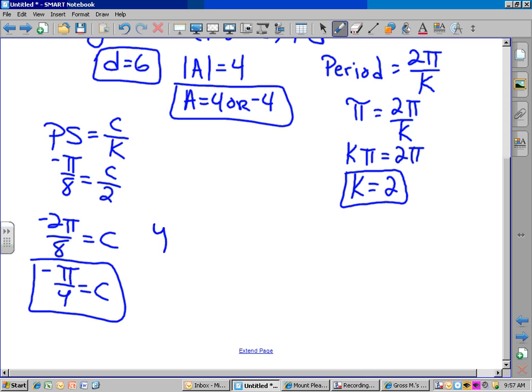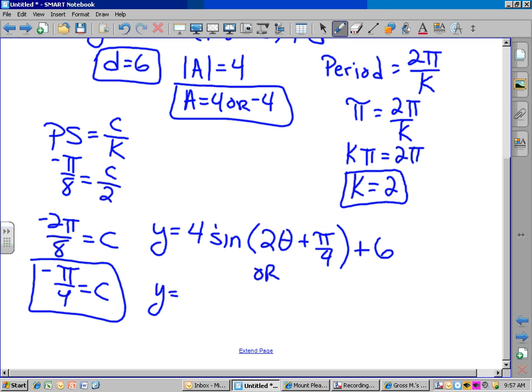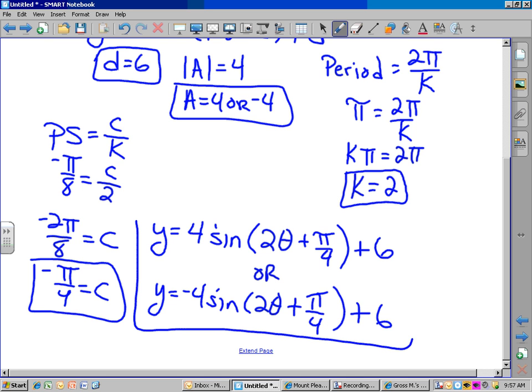Let's put it together. Y equals A. I'm going to do 4 first. 4 sine of 2 theta minus C. Well, C is negative, so that's going to be plus pi over 4 plus D. D is 6. Or y equals negative 4 sine of 2 theta plus pi over 4 plus 6. So you could get one or the other because the amplitude could satisfy either one.